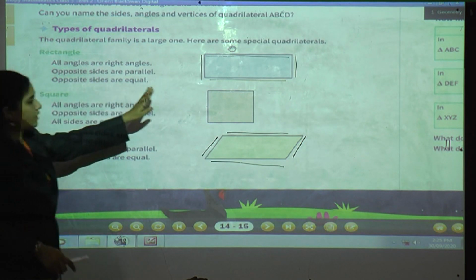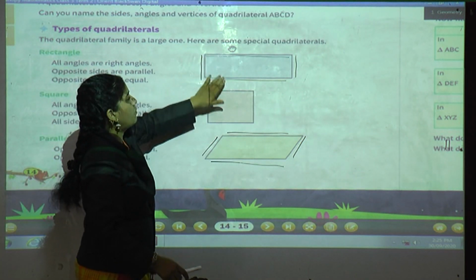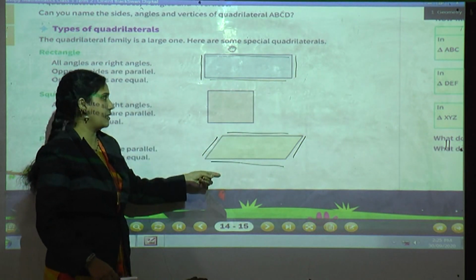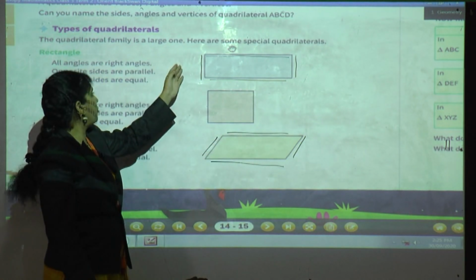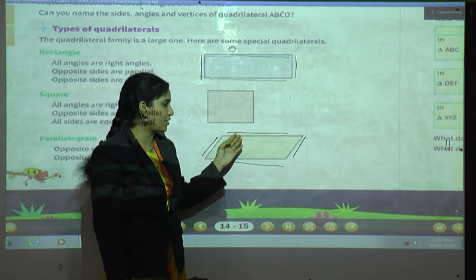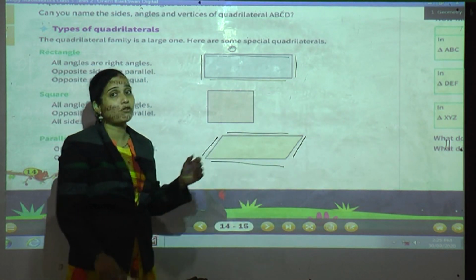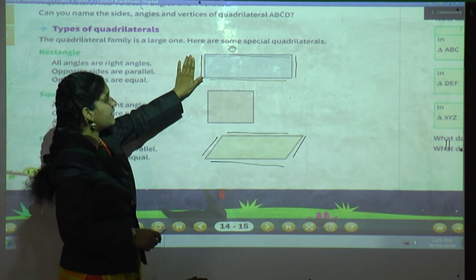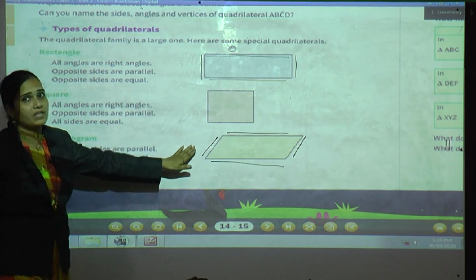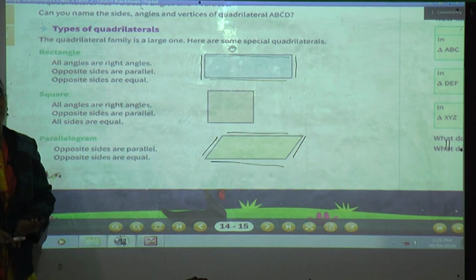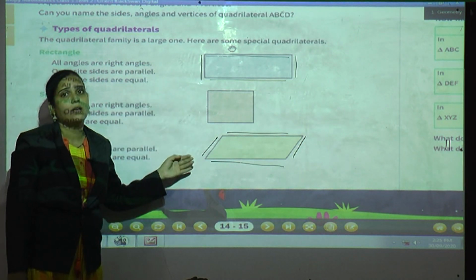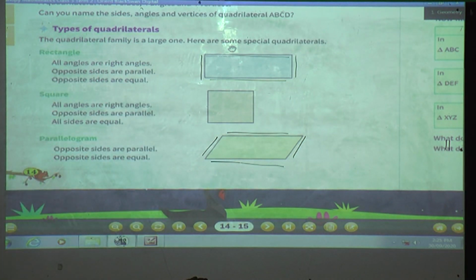Here opposite sides are parallel. Even in parallelogram opposite sides are parallel. In rectangle opposite sides are equal in length. Here also opposite sides are equal in length. Then what is the difference? Here angles are right angles, but in parallelogram the angles are not right angles. This is the difference between rectangle and parallelogram. So we'll see our next point, rhombus.